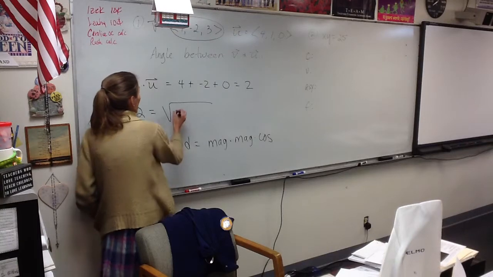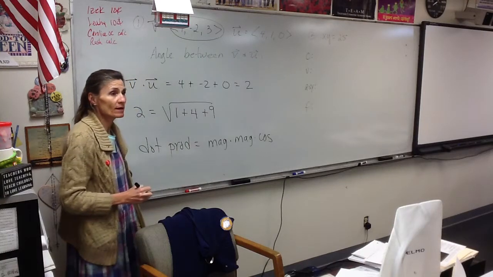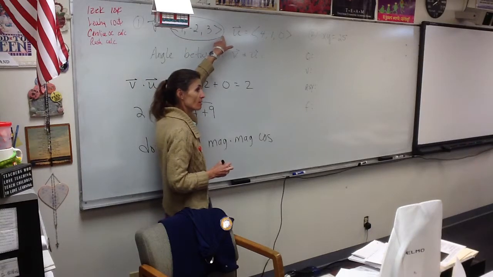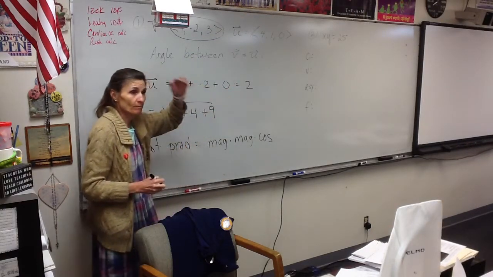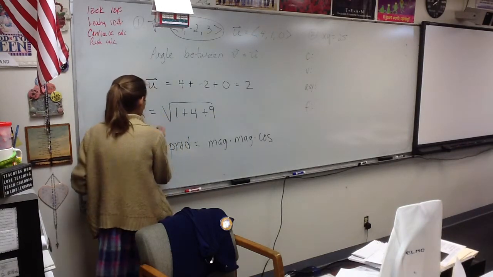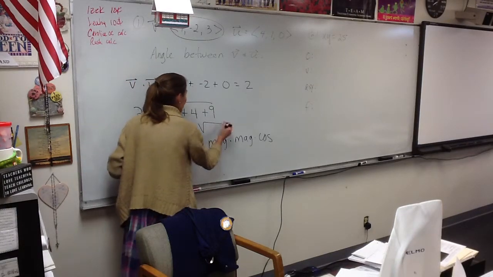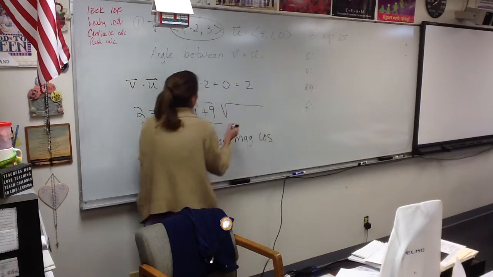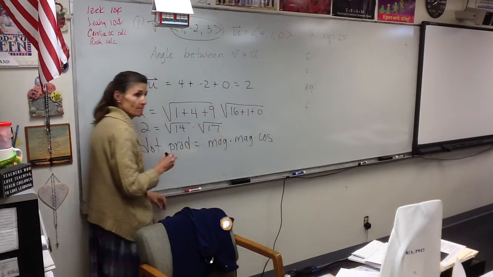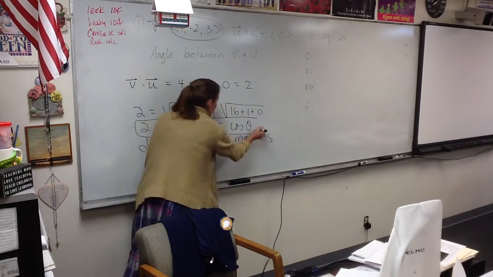The square root of 1 plus 4 plus 9. How do I find the magnitude of a vector? Square, square, square. Add them up and take the square root. So that's going to be root 14. Now I need the magnitude of the second one. 16 plus 1 plus 0, root 17, times the cosine of the angle between them. So there's the setup right there.